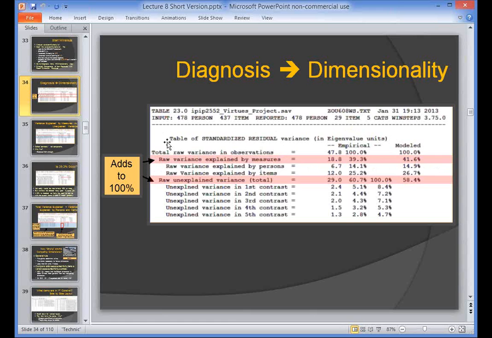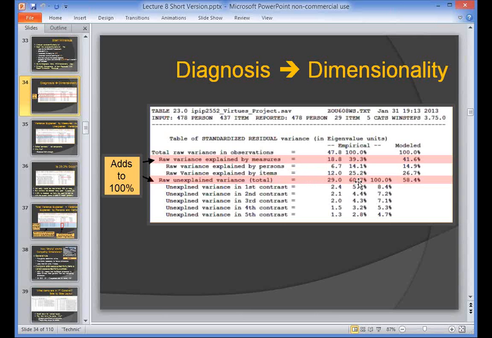Okay. So what you're going to see here is a table of standardized residual variance. It says in eigenvalue units. One eigenvalue is equal to the variance of one variable, one item. And you're going to see there's a couple of entries here. Raw variance explained by the measures and then another one that says raw unexplained variance, the total unexplained variance. And that's going to be the two principal sources of variance in the data. Those are both broken down further, but those are the two main categories of variance in the data, and those two are going to add to 100%.